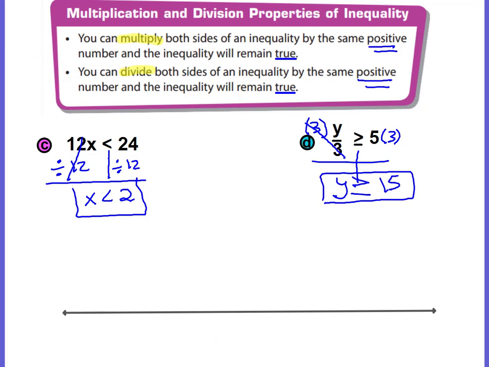Now let's go ahead, I'm going to erase that, and let's graph it. Okay, are we going to fill in our dot or do we leave it empty? Well, there is an equal line, so we need to fill it in. I'm going to look. The alligator is eating the y, so the y has to be larger than the 15, so that means it's going to go to the right. And that's what our solution graph would look like. Y can be any value that is larger than 15 or equal to 15. Nice job.